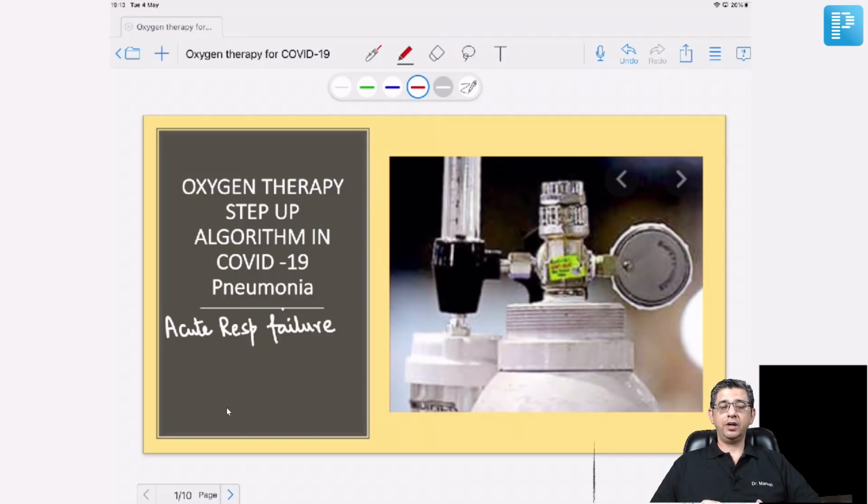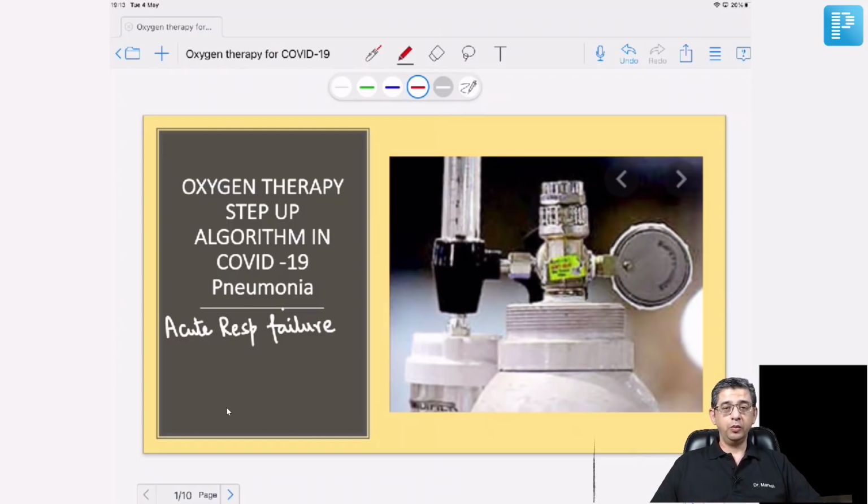The point of the discussion or the objective of the discussion is to sensitize you to what are the modalities available and how would you change these modalities. If a patient is desaturating, what is the modality that you will use and for how long? And once he improves, then how would you step down as well?